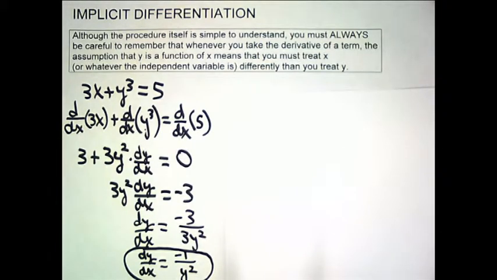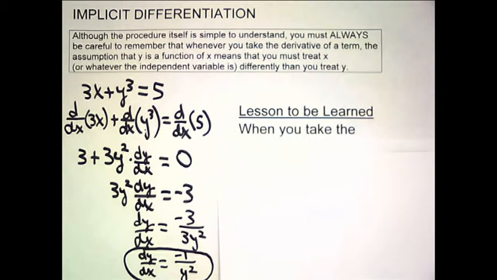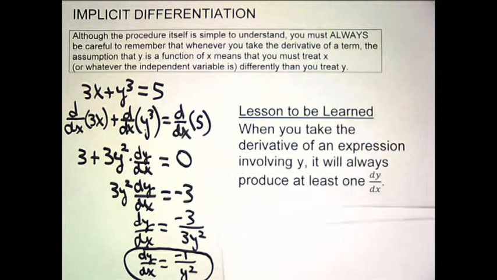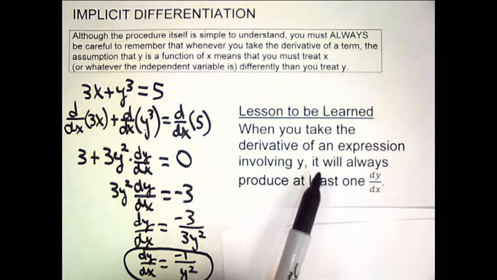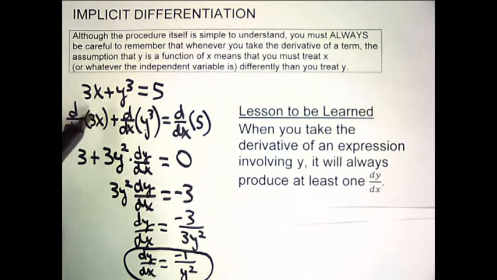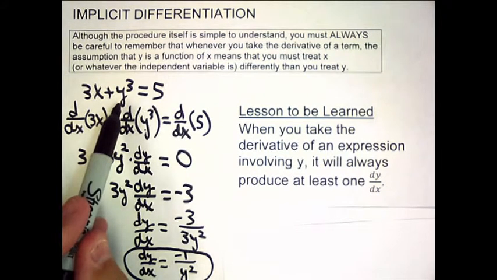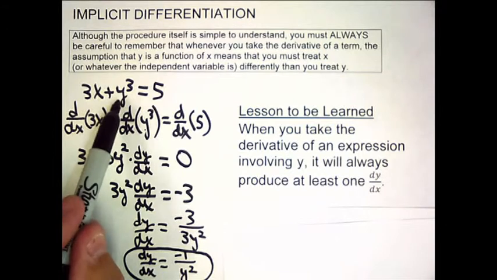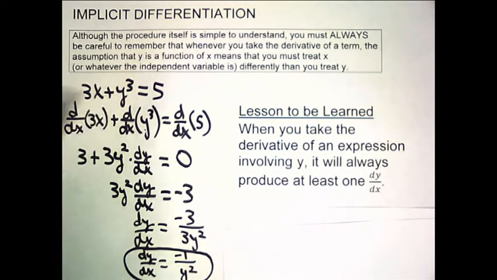Now, I'm not sure there's really a different lesson to be learned here than the other example, but it is a good point, I guess, at which I can just say this: whenever you take the derivative of an expression involving y, it will always produce at least one dy over dx. When you're taking a term that only has x's in it, or a constant, you're not going to get any dy over dx's. But as soon as you come to a term, or a factor that's part of a term, or a quotient that has a y in it, somewhere in this process you're going to generate at least one dy over dx. You just have to remember that.